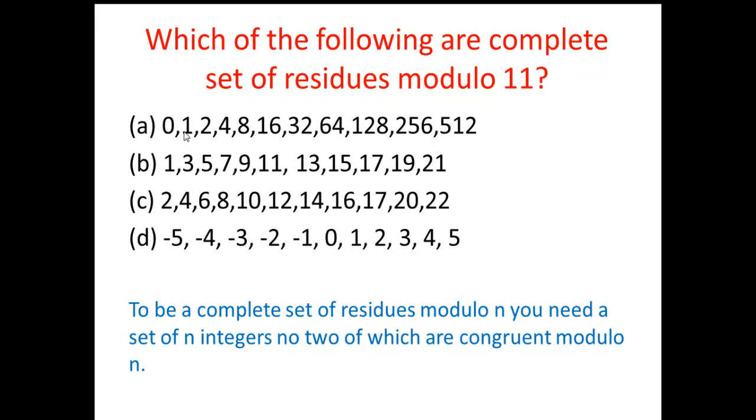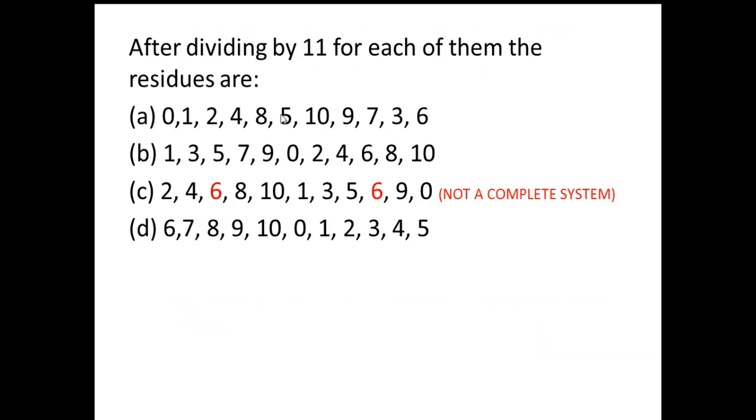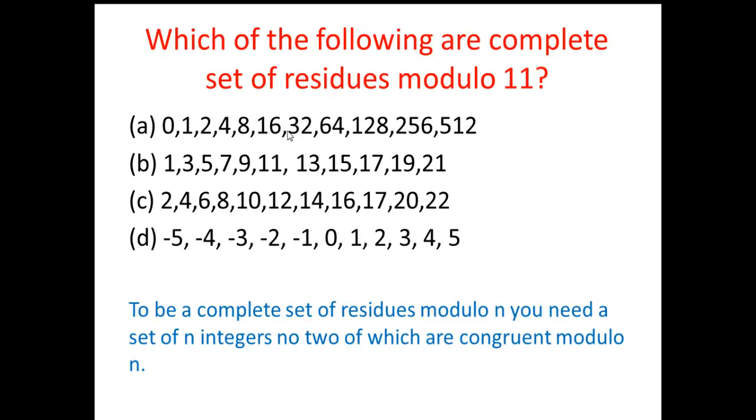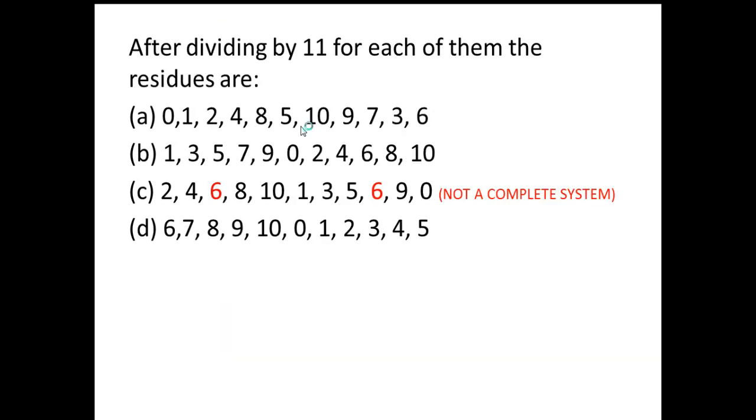0 is congruent to 0, 1 is congruent to 1 modulo 11, 2 is congruent to 2, 4 is congruent to 4, 8 is congruent to 8, and 16. Now 16 is more than 11, so what is 16 modulo 11? This is 5. And what is 32 modulo 11? That is 10. And similarly we find all the values in all four parts, A, B, C, D.